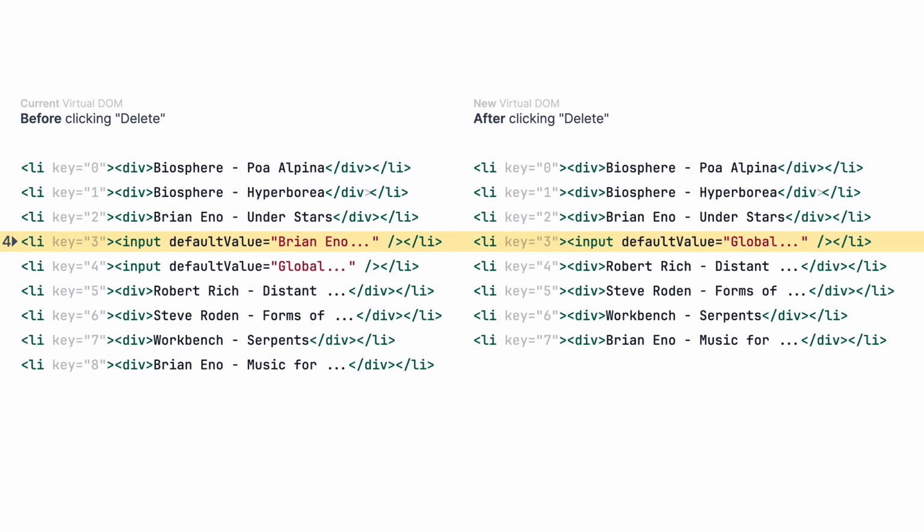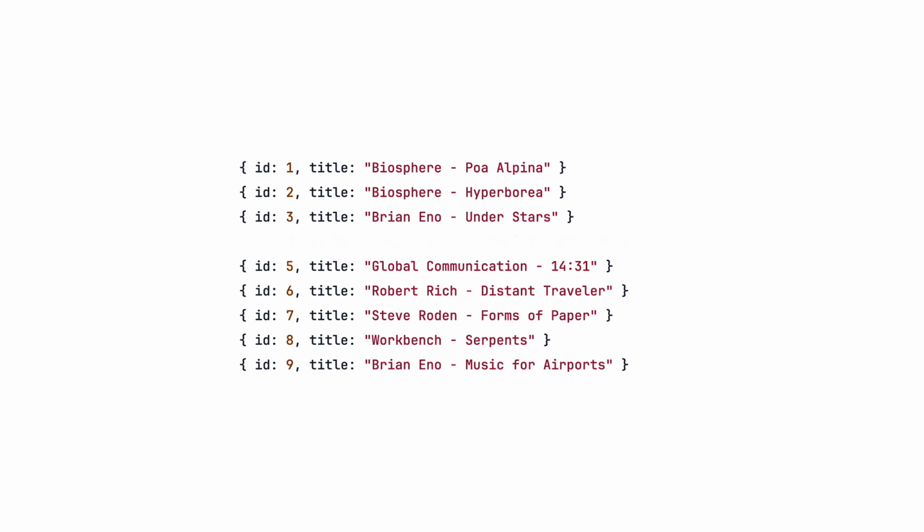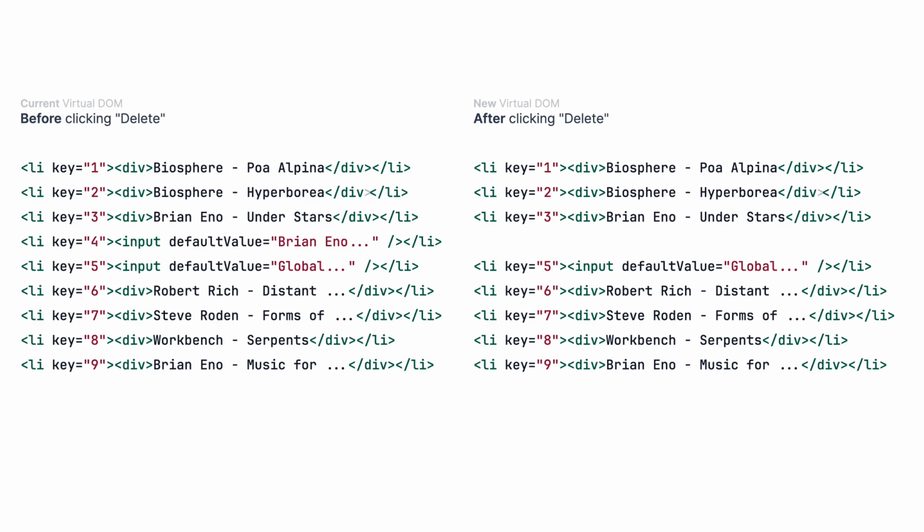So let's see what happens if we add the key back. When we call setActiveSongs again, the old state is compared with the new state. This triggers a re-render, and React starts comparing the two versions of the virtual DOM. But now, when we reach the Brian Eno list item, you can see there's no corresponding list item in the new virtual DOM with the same key. This means that the element was deleted, and React can continue looking at the next one.